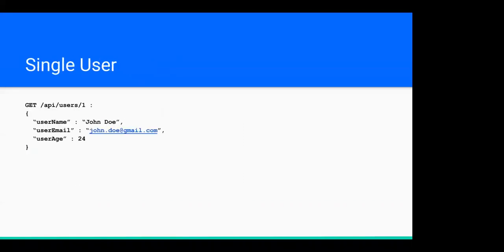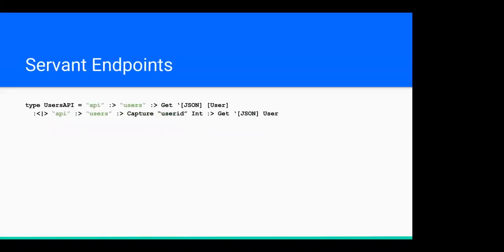We had /API/users, so that's really what these strings mean: they're referring to those path components. If, for example, we wanted to add another path component, /all, for our all users endpoint, that would be very simple. We add another string in there with the plus operator.